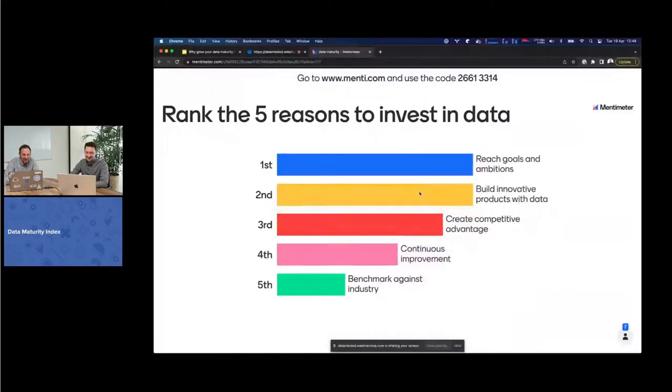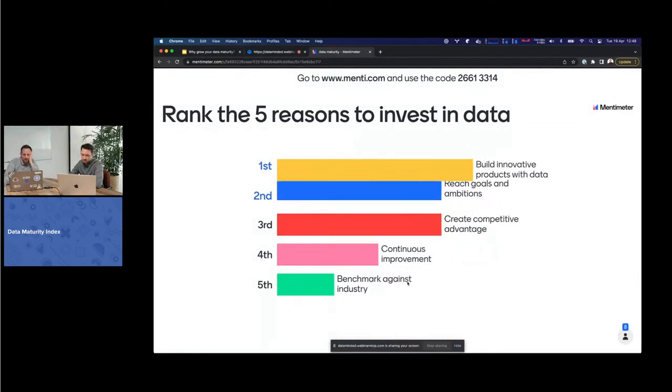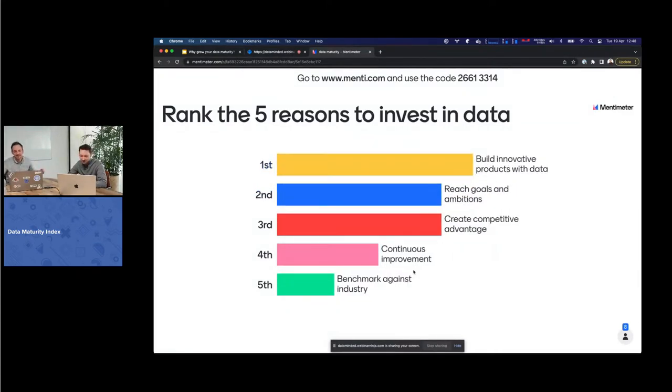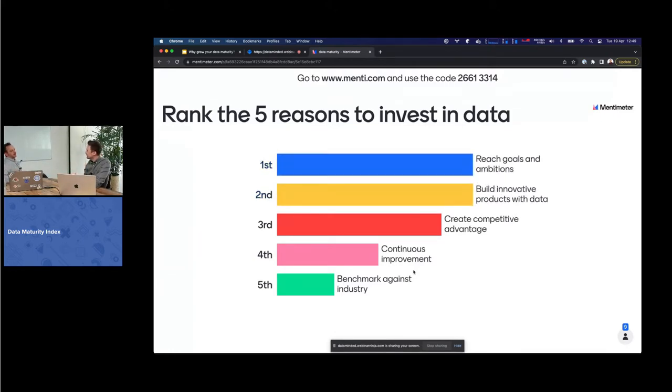Here we go. Okay, so the results are coming in. So we have two winners. I will wait a bit. So 7 answers. It's to reach goals and ambitions and build innovative products mostly. Not so much benchmarking, not so much continuous improvement. Okay. I think that might make sense, right? The lack of interest in benchmarking might be because a company always has its own vision still, right? Yeah, indeed.